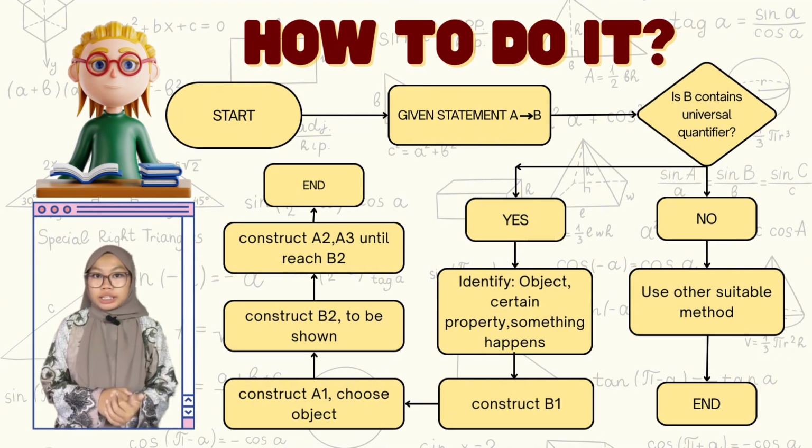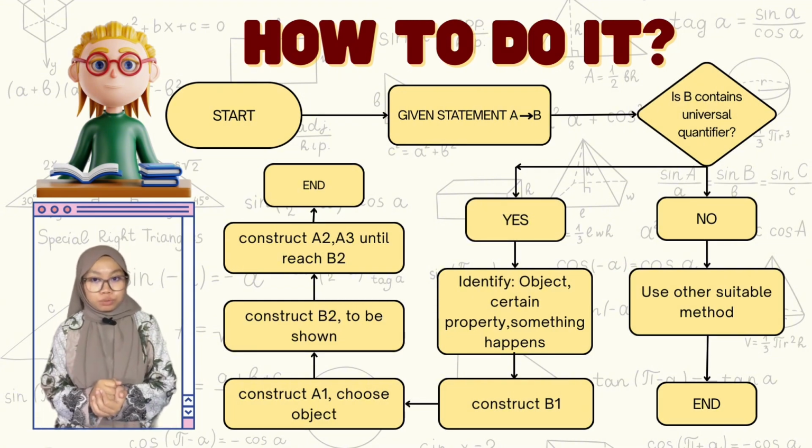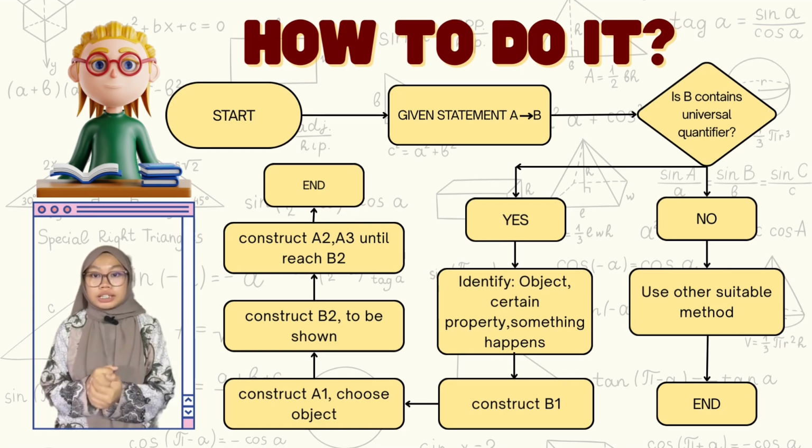If yes, then we identify three things: the object, the certain property, and what we need to be shown. After that, we construct B1, then we construct A1 by choosing a general object with a given property. The object is general, not specific. Next, we construct B2, which is the statement that needs to be proven. We continue constructing A2, A3, and so on until we reach B2. Once B2 is reached, the proof is complete.